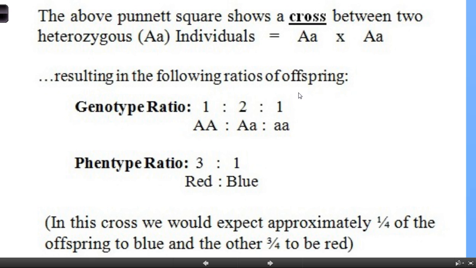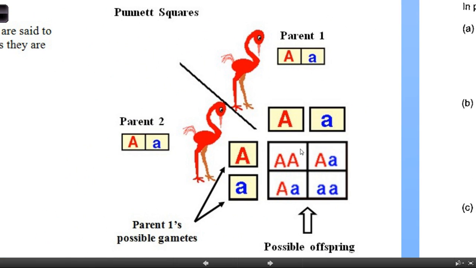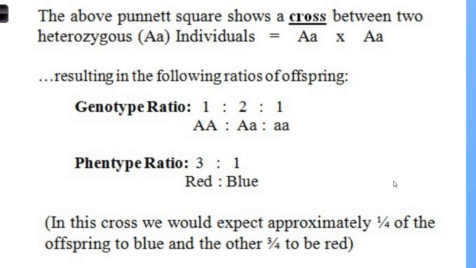And the resulting ratios of the offspring, the genotype ratios, we had one that was big A, big A, two that were big A, little a, and one that was little a, little a. So one that was homozygous dominant, two that were heterozygous, and one that was the homozygous recessive little a, little a. You can see that here, 1, 2, 1. And the phenotype ratio, we had 3:1. 3 of them were red, and 1 of them was blue. So in this cross, we would expect a quarter of them to be blue and 3/4 to be red.